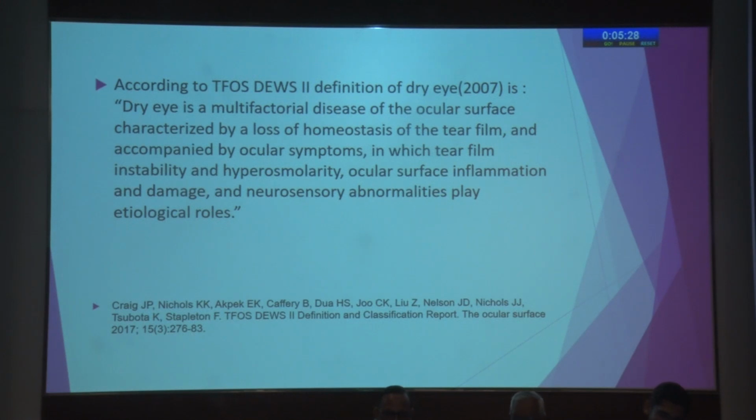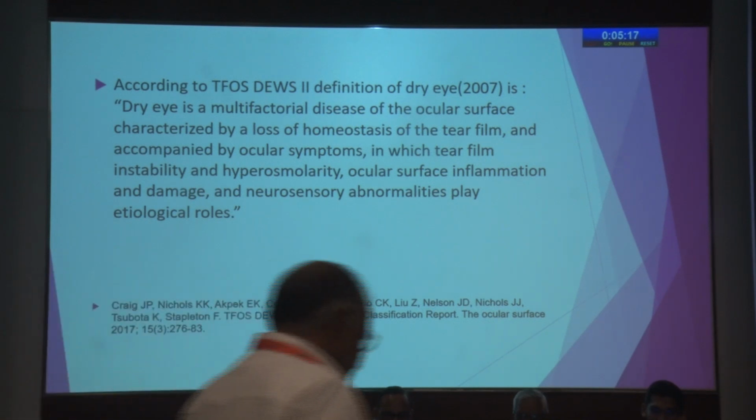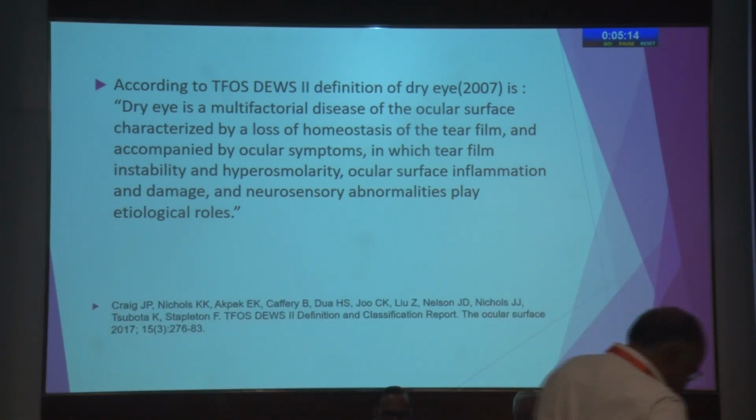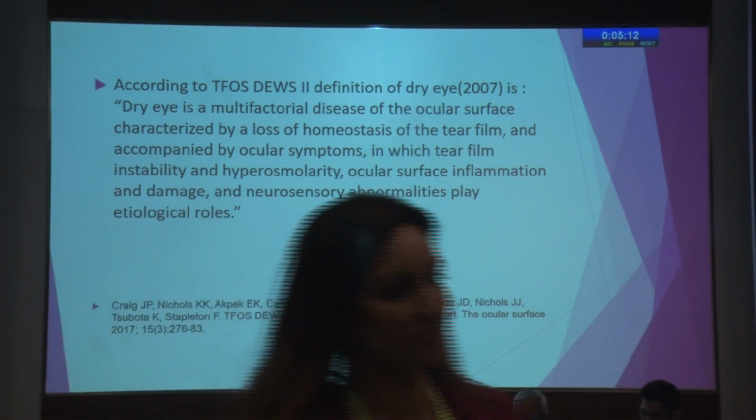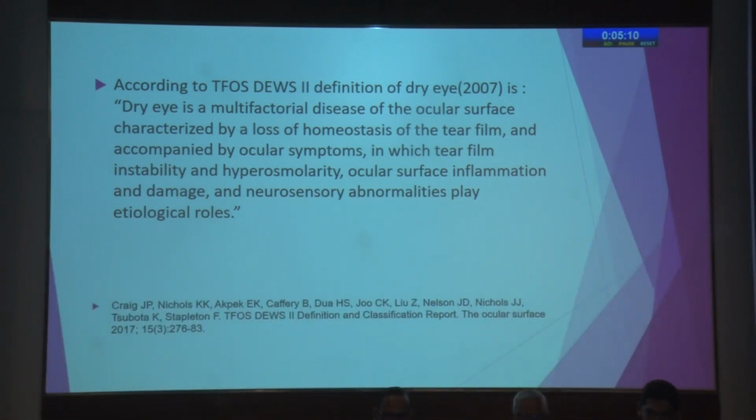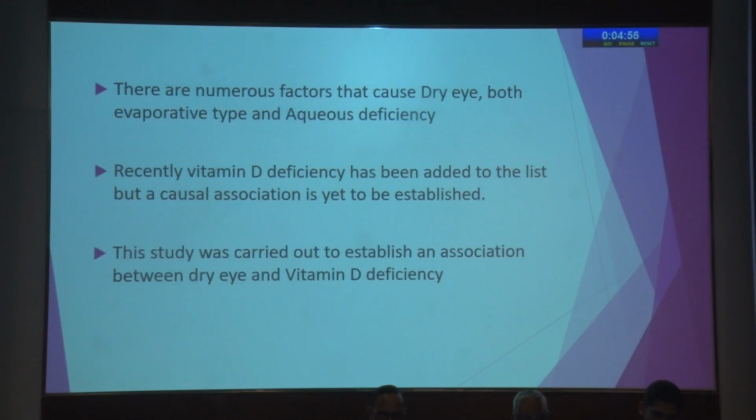So if we go by the definition, according to TFOS, that is Tear Film and Ocular Surface Society, dry eye is a multifactorial disease of the ocular surface characterized by a loss of homeostasis of the tear film and accompanied by ocular symptoms, in which tear film instability and hyperosmolarity, ocular surface inflammation and damage, and neurosensory abnormalities play etiological role. So here you can see it's a multifactorial disease.